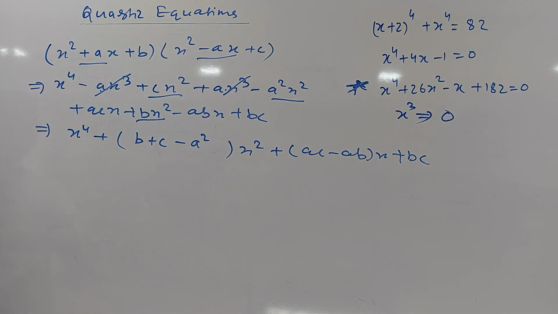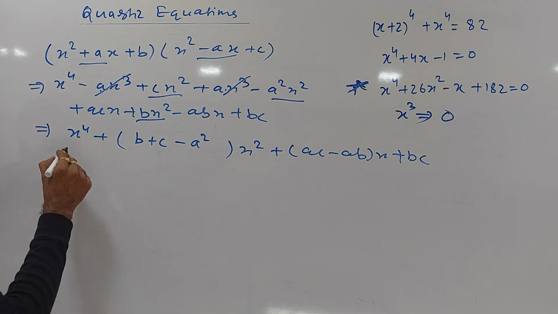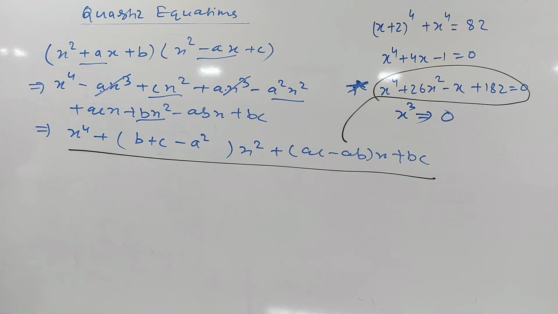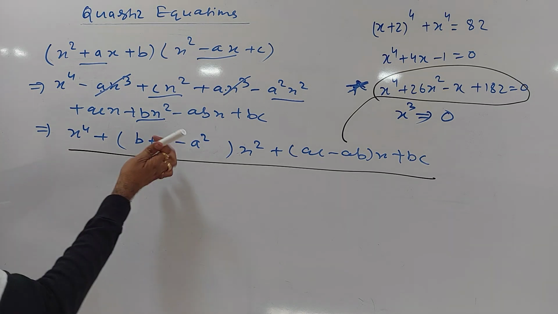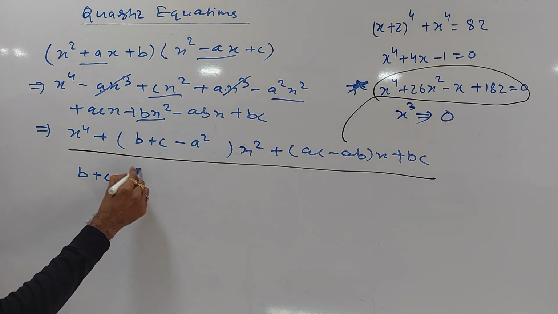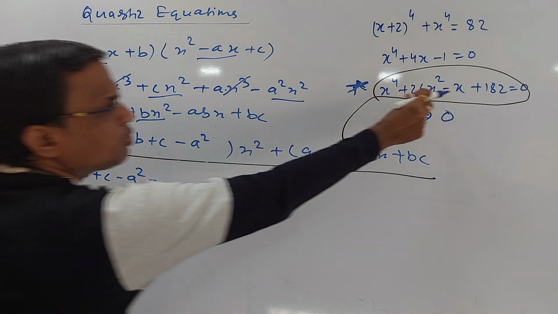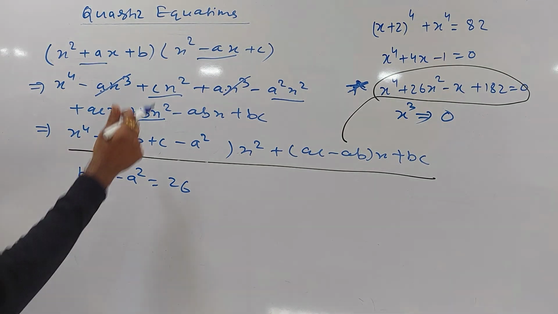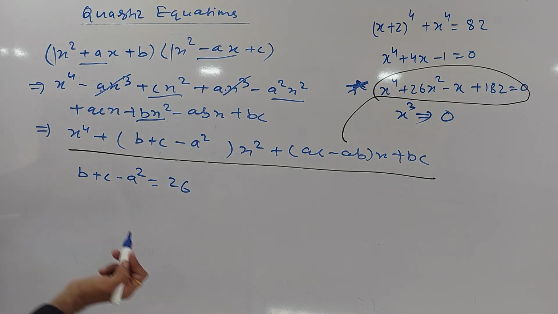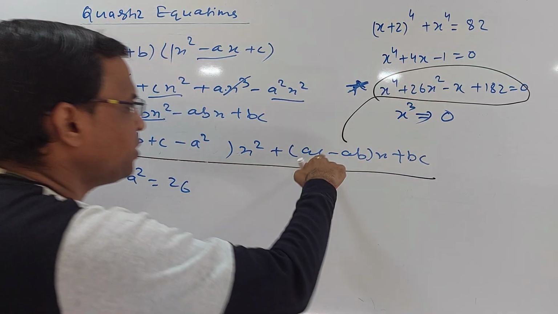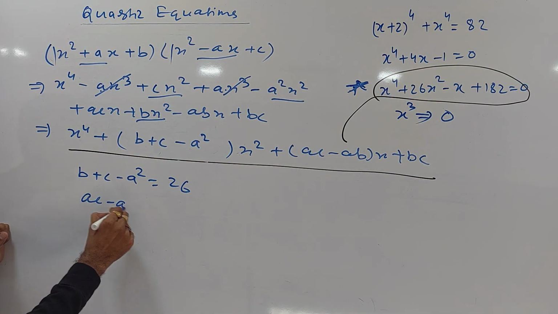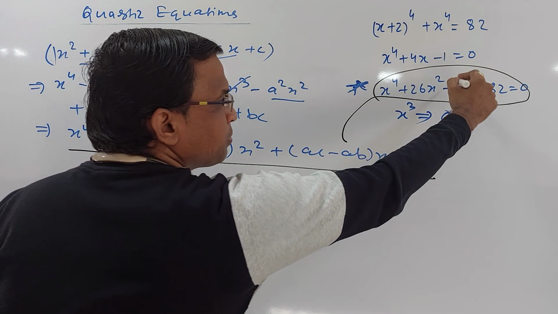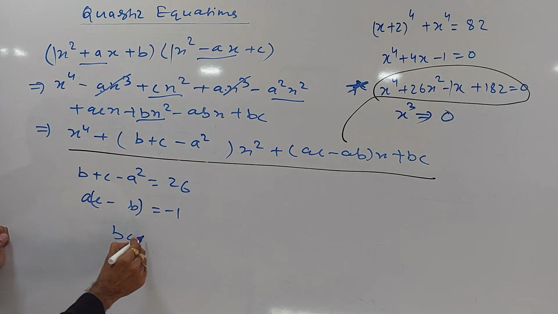Fine. So now the real work is the comparison of this with this. Fine, comparison of the two. So quickly, what I am getting? B plus c, apple to apple comparison. Coefficient of x square, 26. Coefficient of x power 4, in the beginning itself we cancel out because it is 1. Now coefficient of x is minus 1. Here we go, ac minus ab. I can take a common, so it is a times c minus b is equal to minus 1, and bc is equal to 182.